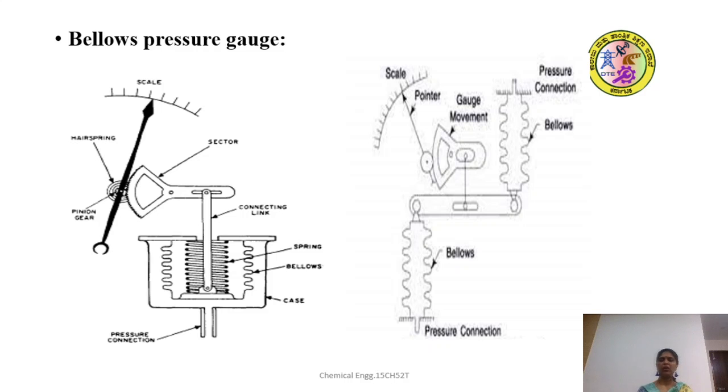So usually the bellows are thin-walled metallic cylinders with one end sealed and the other end free to move. Here you can see the one end is sealed and the other end is free to move. That movement is connected with a spring arrangement with a connecting link to the pinion sector, pinion gear, to the pointer arrangement.